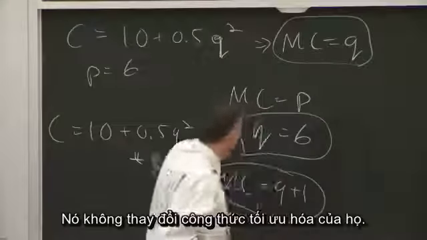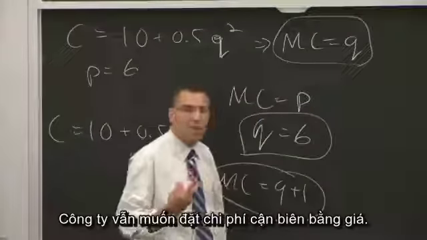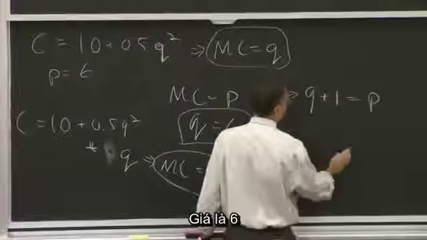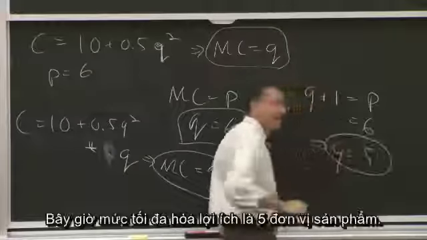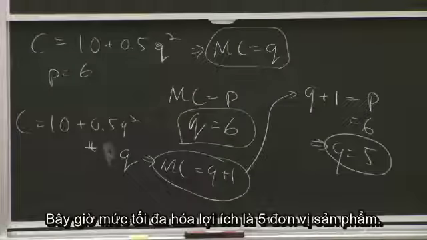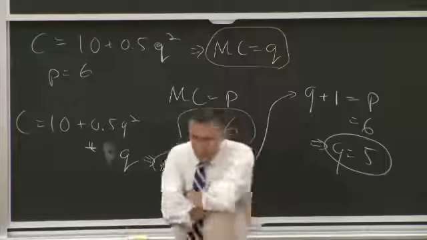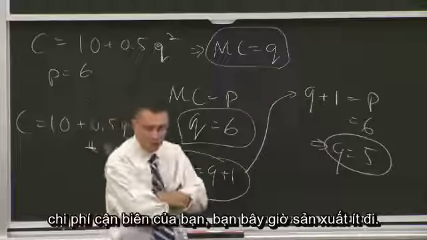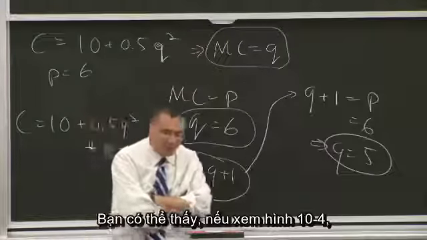Well, now it doesn't change their maximization formula. They still want to set marginal cost equal to price. So now they set Q plus 1 equal to price. Well, the price is 6. So it says set Q equal to 5. Now the profit maximizing level is 5 units. And what this is saying is because the tax increased your marginal cost, you are now producing less.